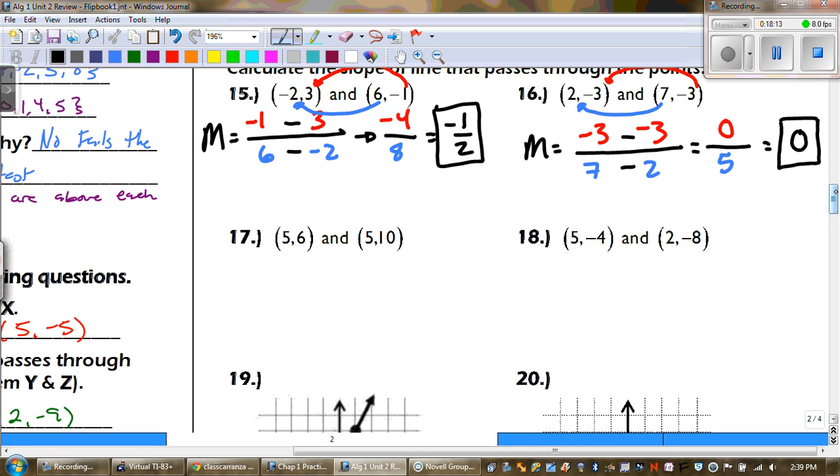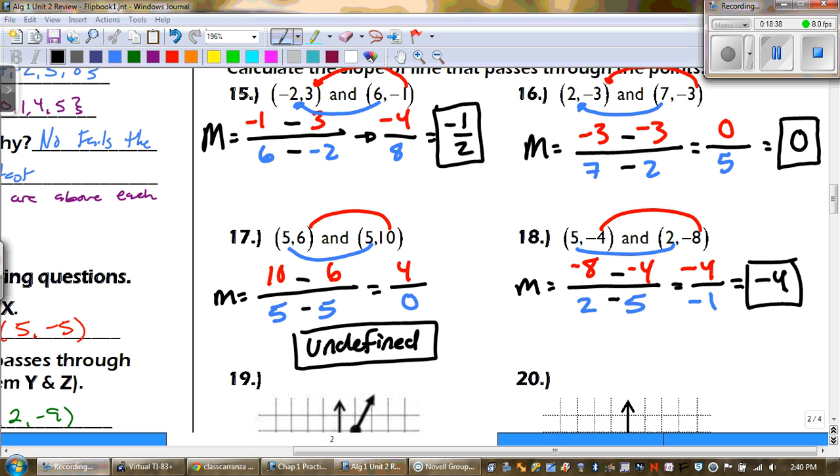All right, number 17 and 18. You guys are on your own for those 2. Go ahead and pause the video, and good luck. Okay, and there you go. Now, number 17, your answer is not 4 over 0. Your answer is undefined. You cannot divide by 0.